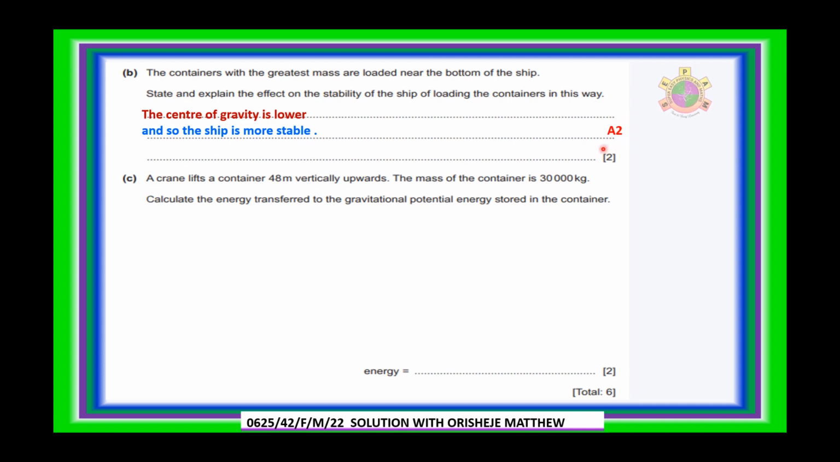A crane lifts a container 45 meters high. So calculate the gravitational potential energy. So the gravitational potential energy is the mass of the container multiplied by the strength of gravity, which is 9.8, multiplied by the height through which the container was lifted. So what is the mass? 30,000. So 30,000 multiplied by that, so that gives about 14,112,000 Newton meter, joule. So that's approximately 1.4 times 10 raised to power 7 joule.